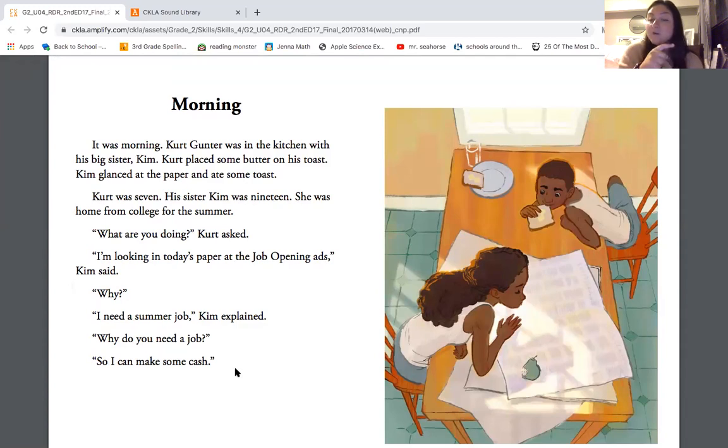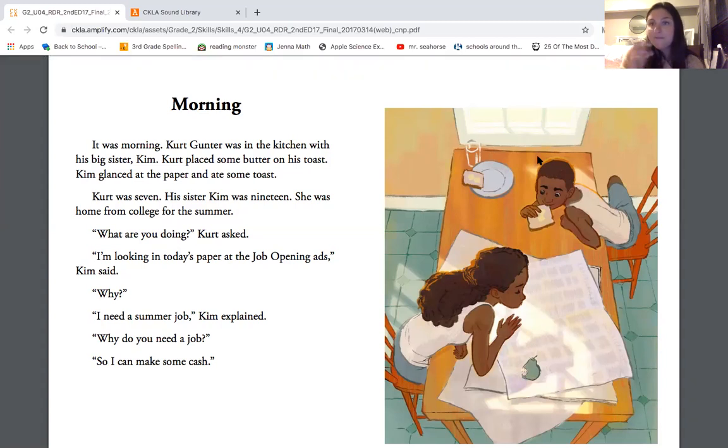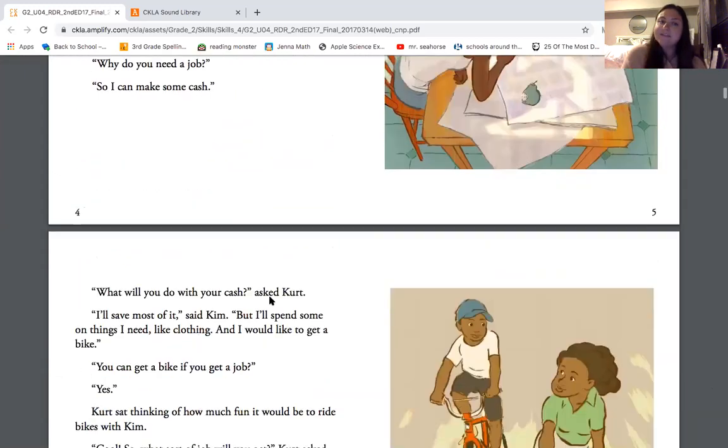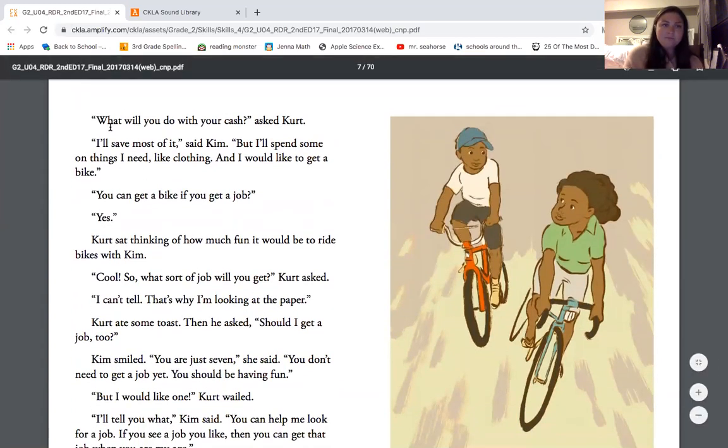Remember, if we looked at our vocab, we saw that cash was paper money that you hold on to. All right, so here in our picture, we can always use our picture clues to help us get a visual of the story. So we have Kurt eating his toast with his butter on it. Kim is looking through the job openings. Remember, we said that job openings are where businesses will post available jobs that people can apply for. All right, here we go.